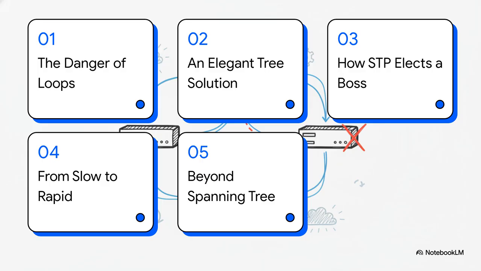All right, here's the game plan. We'll start with the problem itself, the danger of network loops. Then, we'll introduce the really elegant solution designed to fix it. We'll get into how it cleverly elects a boss to keep order, and see how it evolved from slow to super fast. And finally, we'll ask the big question. Where does Spanning Tree even fit in the crazy fast networks we have today?